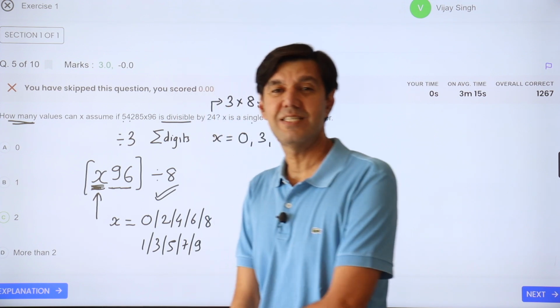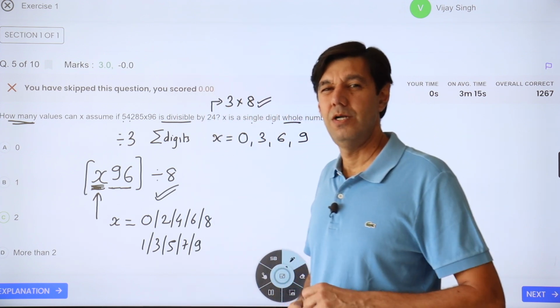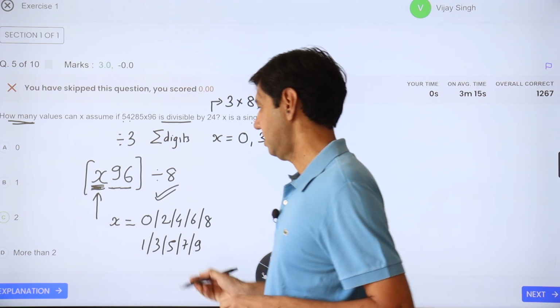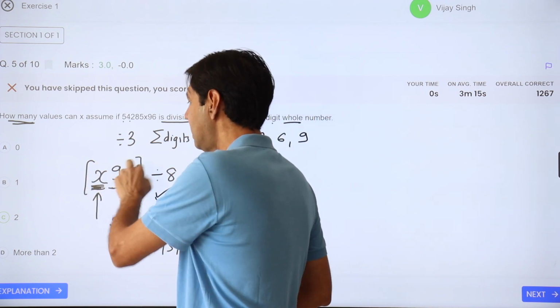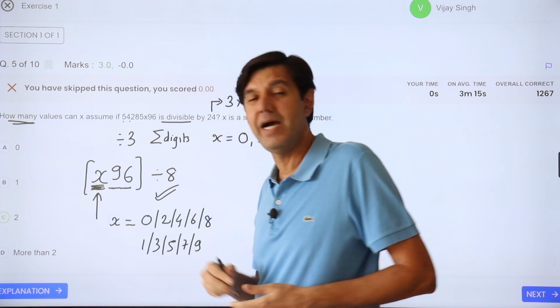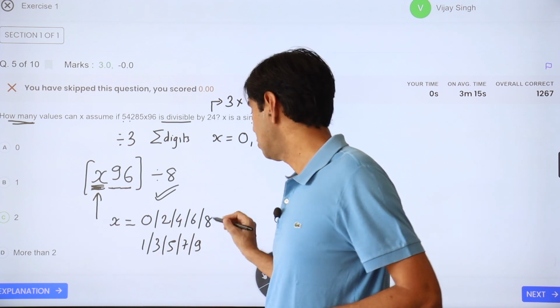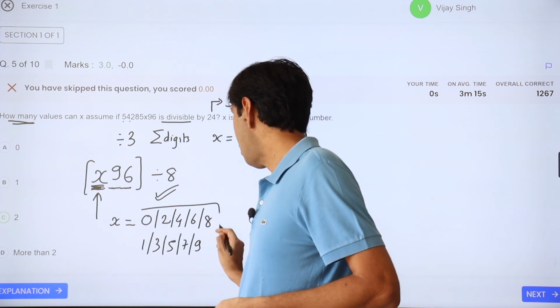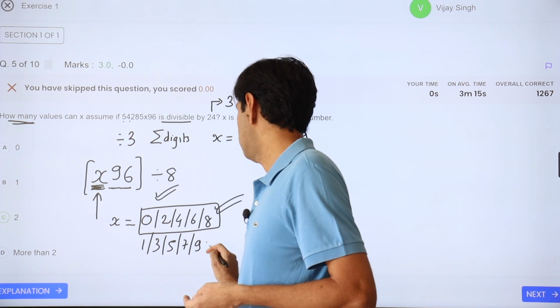How do these things come about? It will get too lengthy if I explain all these things here. So you just check any one number. So if I put a 0, it is 096, which is 96. Is it divisible by 8? Yes, 8 12s are 96. So if a 0 is allowed, all these will be allowed. And then this set won't be allowed.